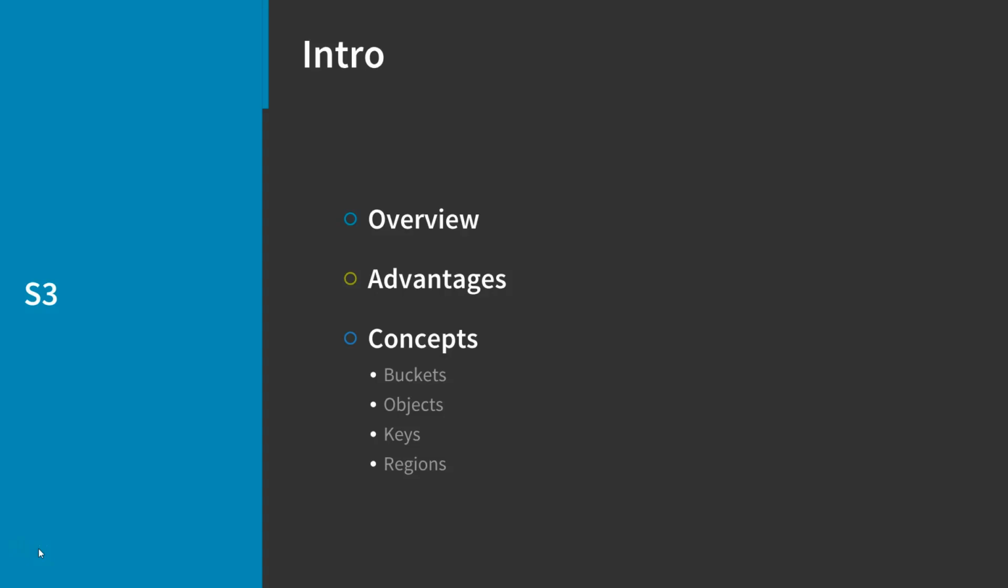This video will cover some introductory information on Amazon S3, or Amazon Simple Storage Service. S3 is storage for the internet. It's designed to make web-scale computing easier for developers. Amazon S3 has a simple web services interface that you can use to store and retrieve any amount of data at any time from anywhere on the web.